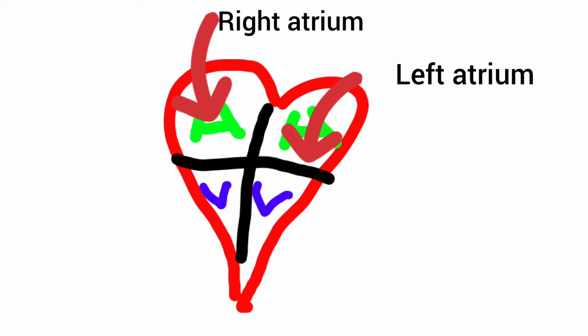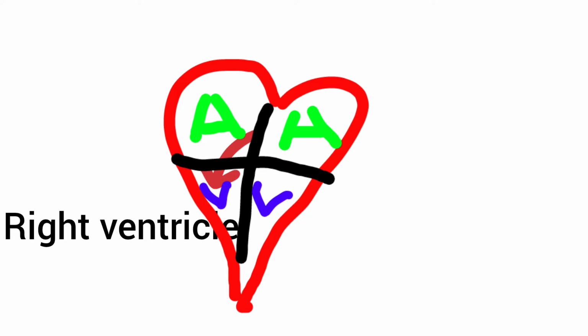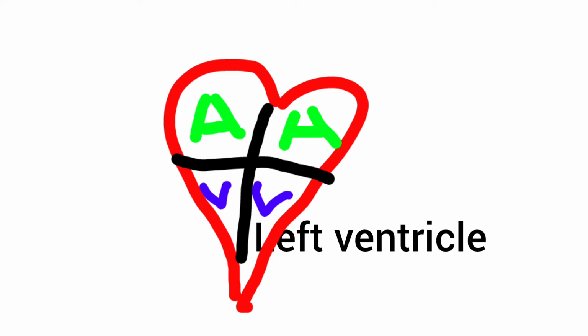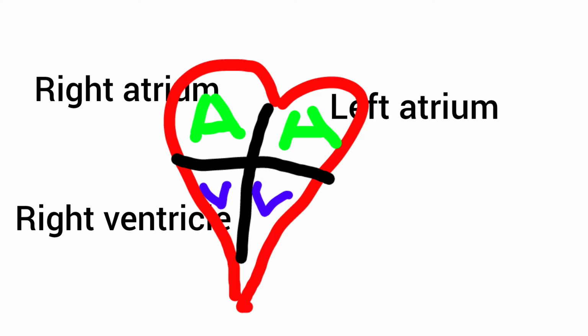And then also you have two ventricles, so you also have the right ventricle, and also you have the left ventricle. Okay, so these are the chambers: the right atrium, left atrium, right ventricle, left ventricle.